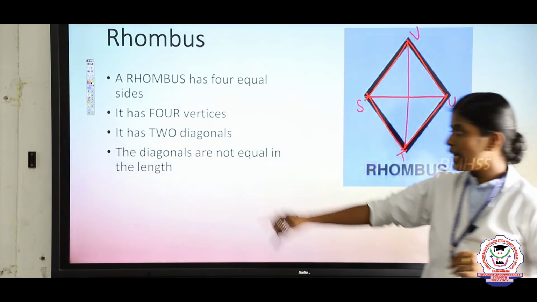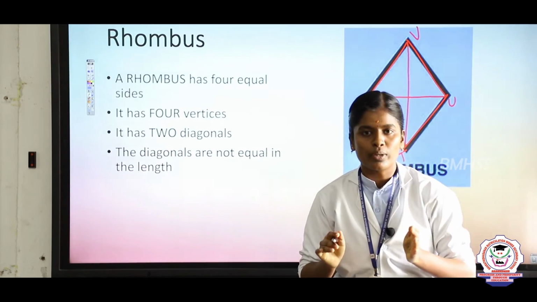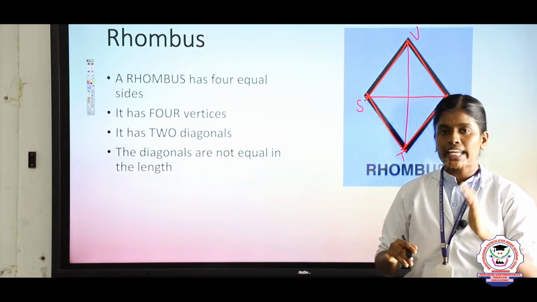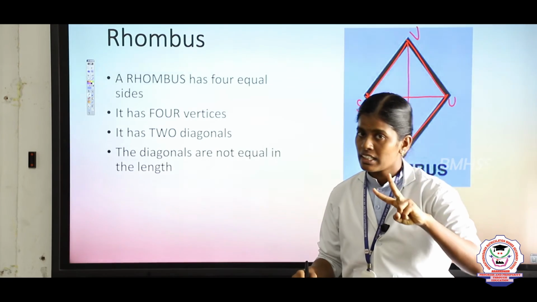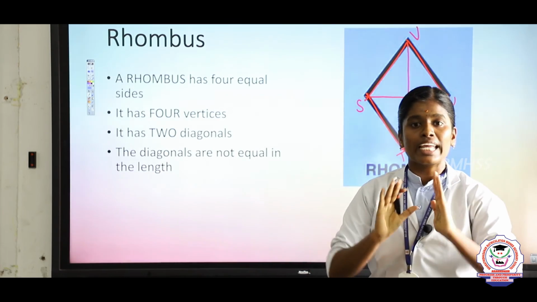The next one is the diagonals are not equal. So it has how many diagonals? Two diagonals. The two diagonals are not equal.